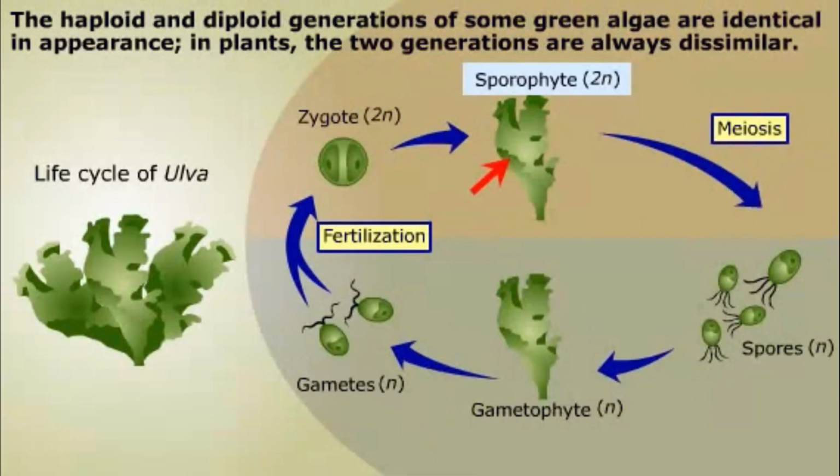Some green algae, such as the seaweed Ulva, undergo alternation of generations. In Ulva, the sporophyte and the gametophyte look identical, although one is haploid and the other is diploid. In plants, as we'll see shortly, the two generations always look different.